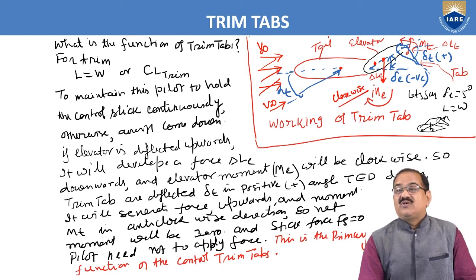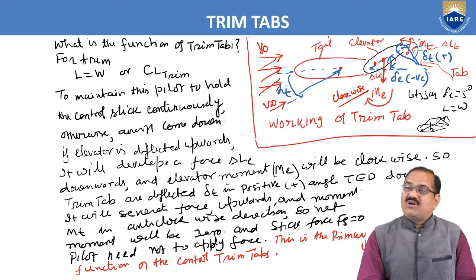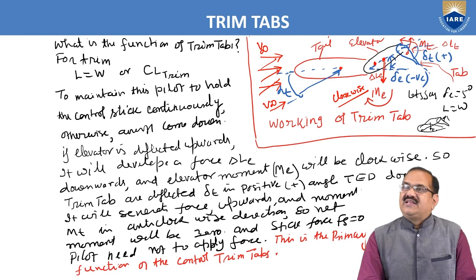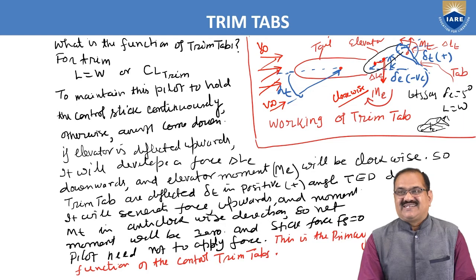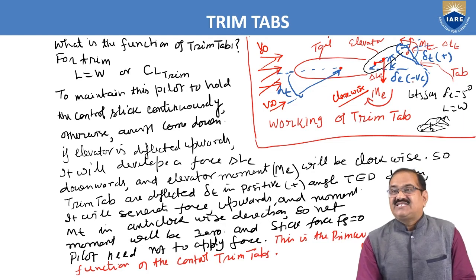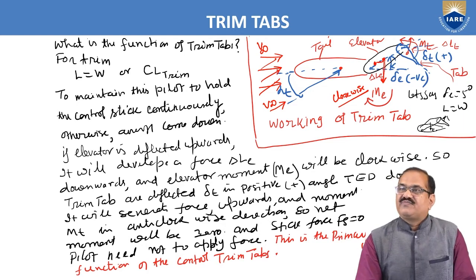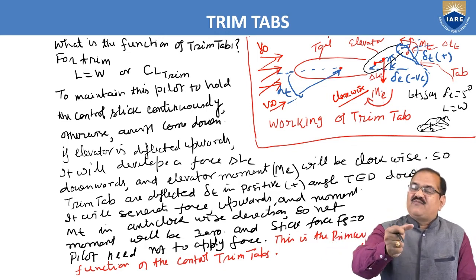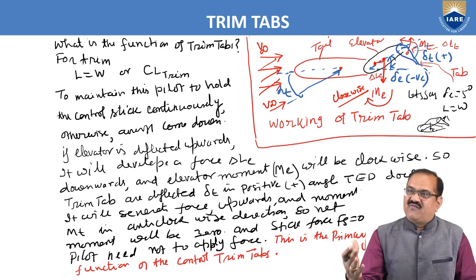Okay, so the elevator which is moved upward by the pilot control, this delta LE into this distance from here to here, is giving a moment LE into this distance, and this ME is generated. And here delta E is negative. Now this ME has to be countered, otherwise the pilot has to apply force continuously. So how do we make the pilot hands off?